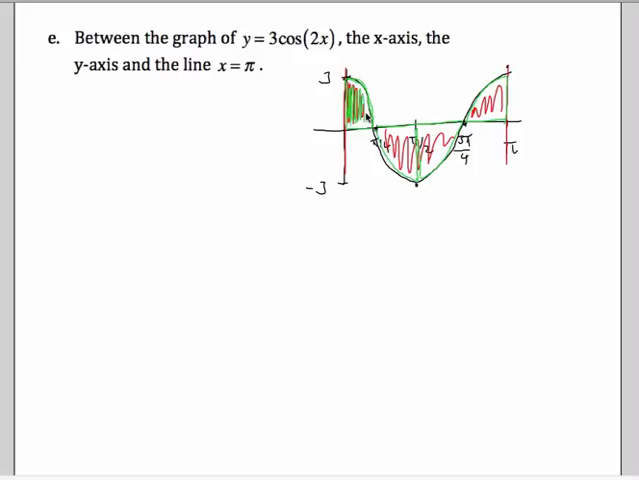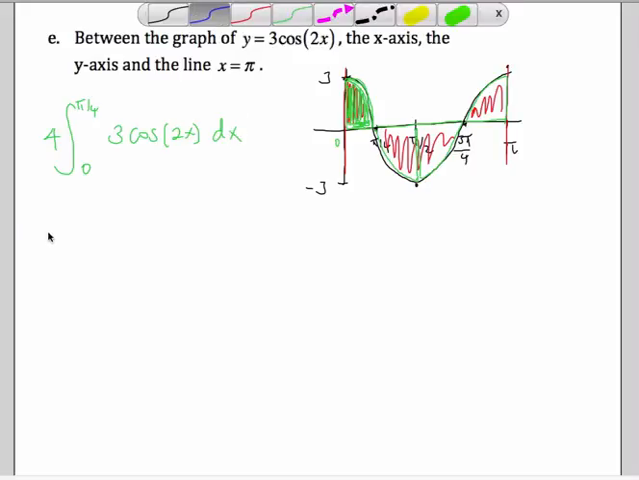So instead of setting up 3 different integrals, from 0 to pi over 4, pi over 4 to 3 pi over 4, and 3 pi over 4 to pi, I'm just going to find the area of this one section from 0 to pi over 4 and multiply that by 4. Okay, that's going to give me the same area as doing 3 different integrals. So I'm going to do 4 times the integral from 0 to pi over 4 of 3 cosine of 2x dx.